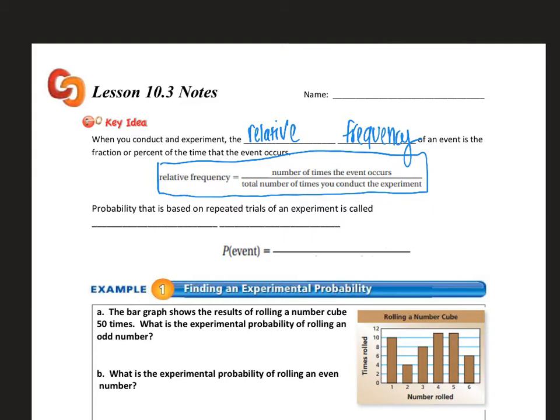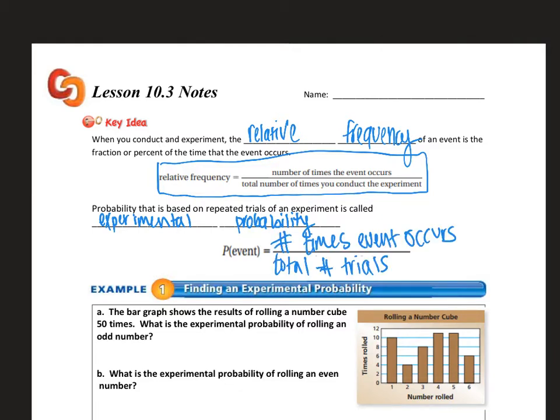But what we are more so going to be talking about is probability that is based on repeated trials of an experiment, which is called experimental probability. For this, you're going to say the probability of an event is the total number of times the event occurs over the total number of trials.